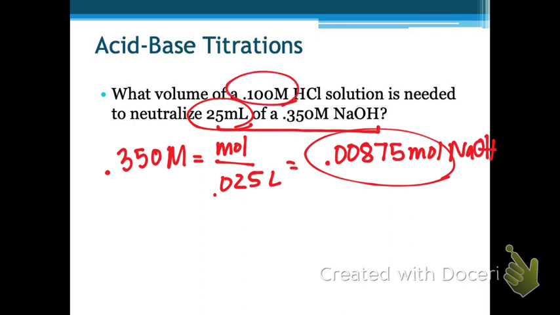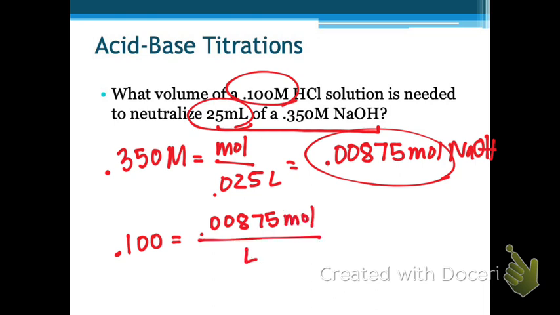And I know I'm starting with a solution that's got a concentration of 0.100 molar equals 0.00875 moles over liters. And so remember, I'm just going to switch these two places, and I'm going to get 0.0875 liters, or 87.5 milliliters.